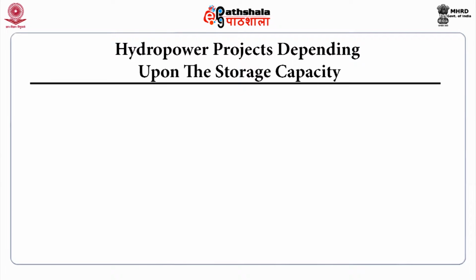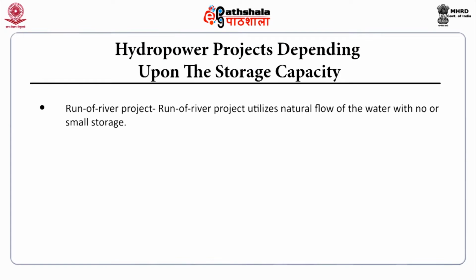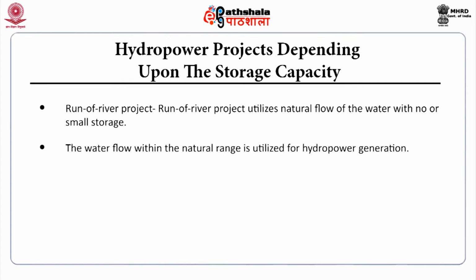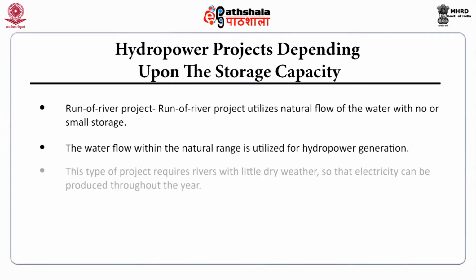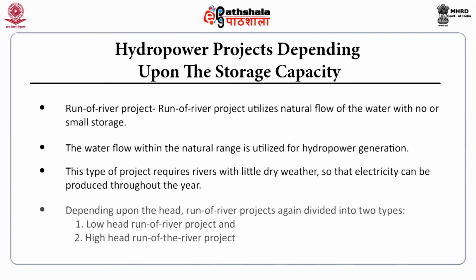Now, hydropower projects depending upon the storage capacity. The first type is the run of the river project. A run of the river project utilizes the natural flow of water with no or small storage. The water flow within the natural range is utilized for hydropower generation. This type of project requires a river with little dry weather so that electricity can be produced throughout the year. Depending upon the head, run of river projects are again divided into two types, low head run of river project and high head run of the river project.